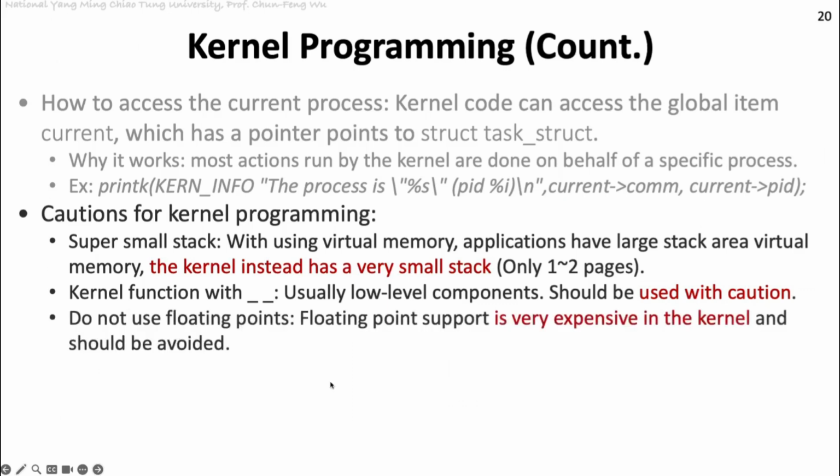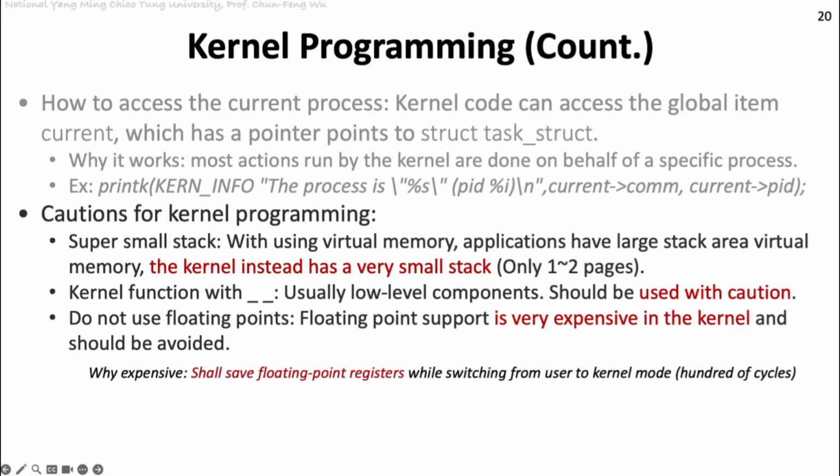And I think the third one is very interesting: do not use floating point. Floating point support is very expensive in the kernel and should be avoided, because when the CPU is in kernel mode, it cannot really use the floating point accelerators. If you search Google about whether you can use floating point in kernel mode to do some computations, people will just say, if possible, please don't do this, because it will be super slow. When the CPU is in kernel mode, you cannot really use the floating point accelerator to do the computations.